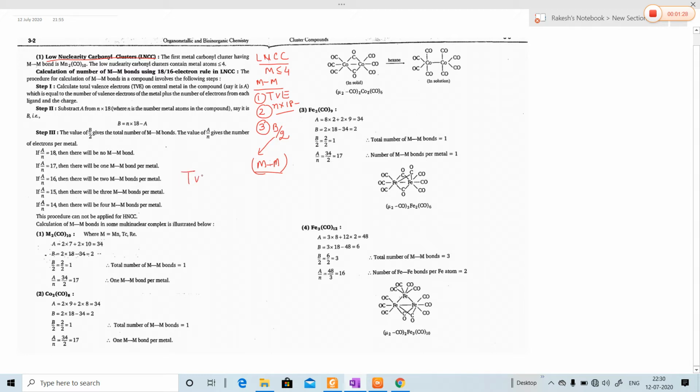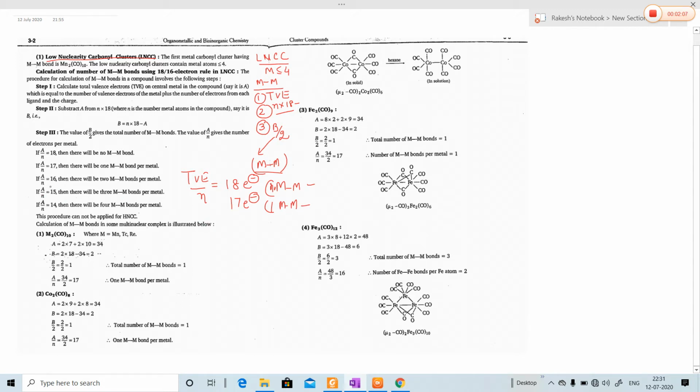When we divide total valence electron by n, if we get 18 electrons, then there is no metal-metal bond per metal. But if the value of total valence electron divided by n is equal to 17, then there is the presence of one metal-metal bond per metal.